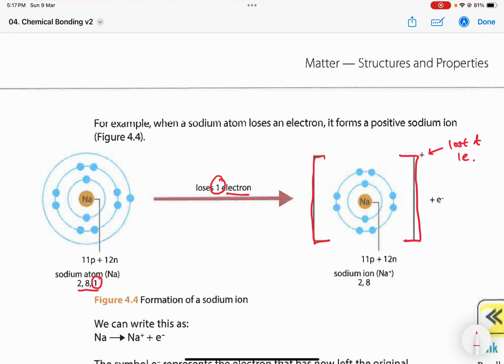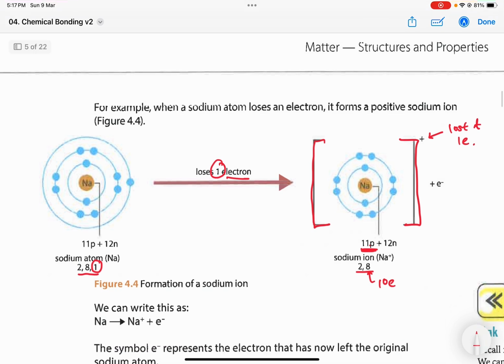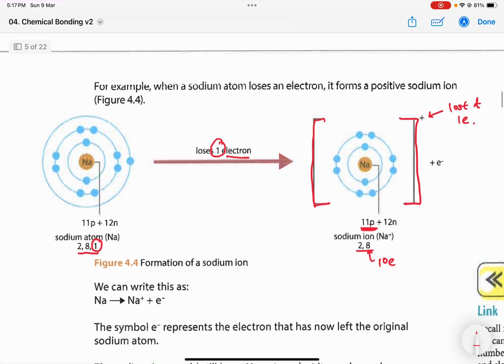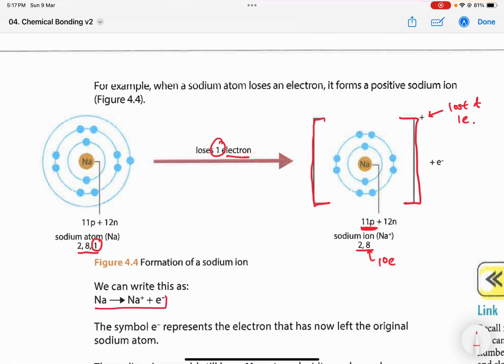How do you know it's a loss of 1 electron? Because right now, if you look at it, there's 11 protons and 10 electrons. So you can see here there's 1 proton more than the electron. Therefore, that's why it becomes an overall plus charge. You can write this as an equation, but seldom will you need to write the equation. Most of the time, for bonding, you'll need to draw this diagram over here.